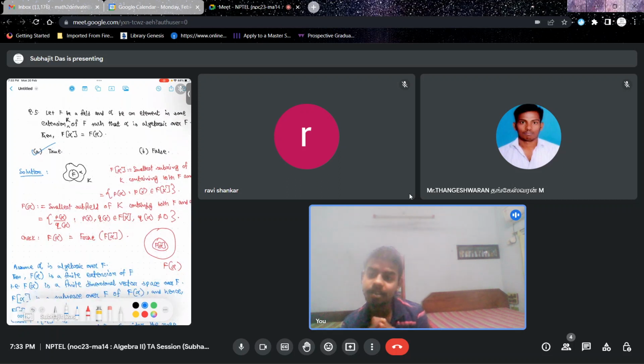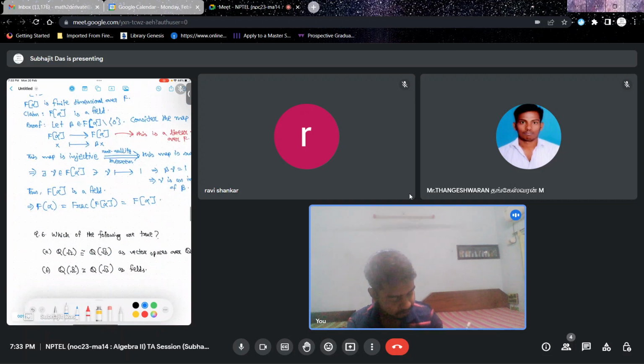In fact, the converse is also true. That is, if F is a field and alpha is an element in some extension K of F, such that F[alpha] is equal to F(alpha), then alpha has to be algebraic over F. So just a remark: the converse is also true.